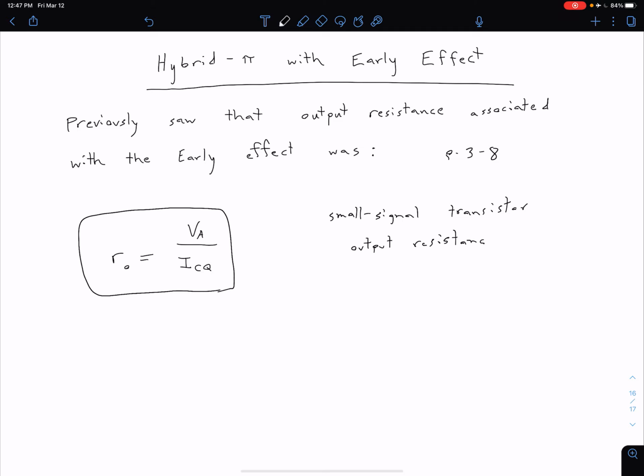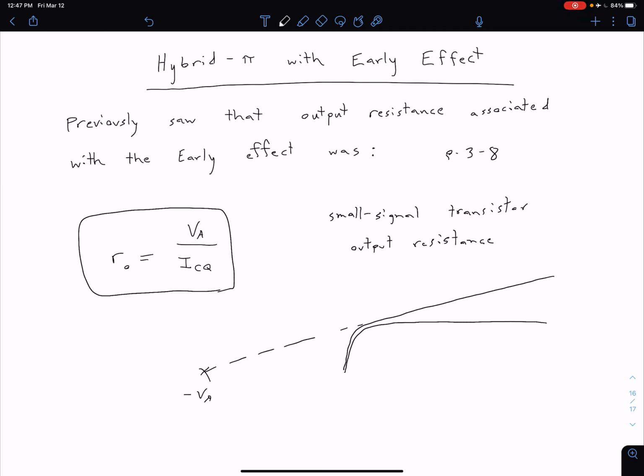And so remember, the basic thing we were describing with the early effect was that there is some dependence of our collector current on that collector emitter voltage. So in other words, our family of IV curves weren't horizontal in the forward active mode, but rather they had some finite slope. And if we extrapolated that back to our horizontal axis, then that was negative early voltage. So just sort of as a brief refresher there.